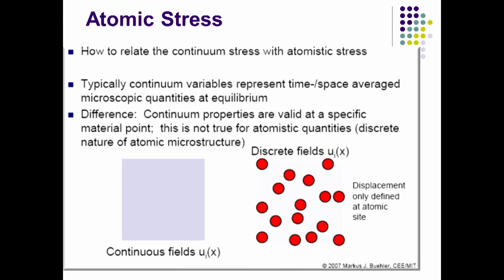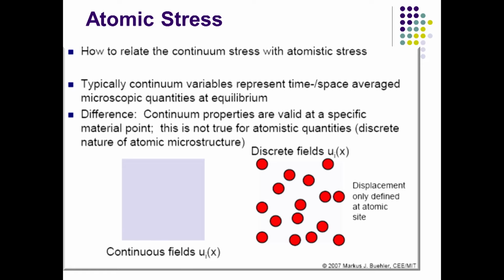We want to relate continuum stress with atomic stress. Typically, continuum variables represent the time and space averages of microscopic quantities at equilibrium. So, this is the macroscopic model, but the continuum variables are essentially the time and space average of the microscopic quantities.